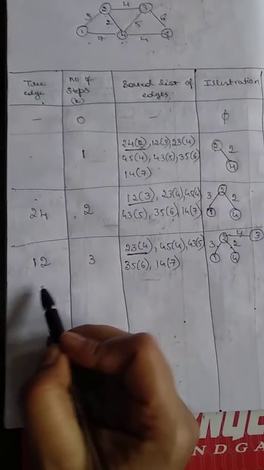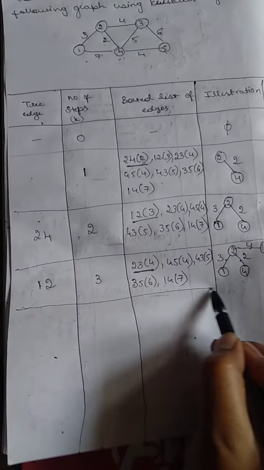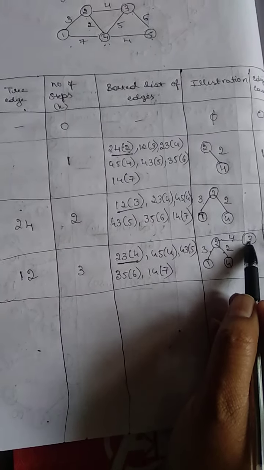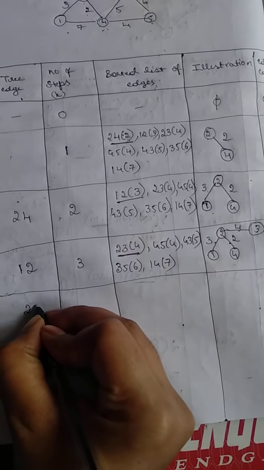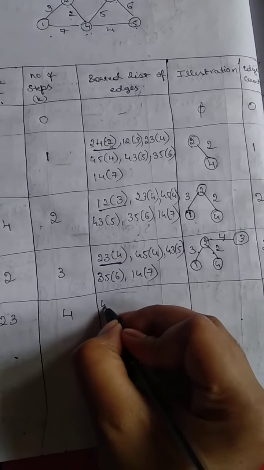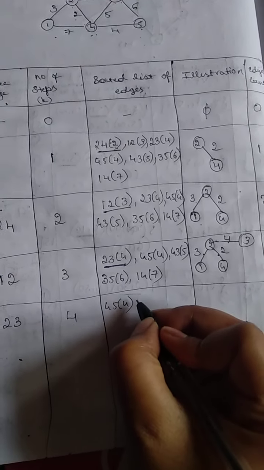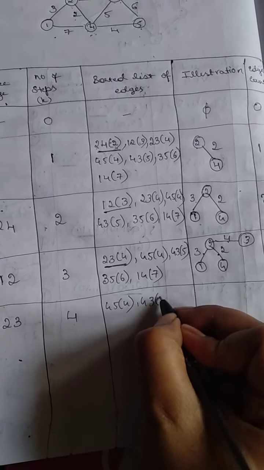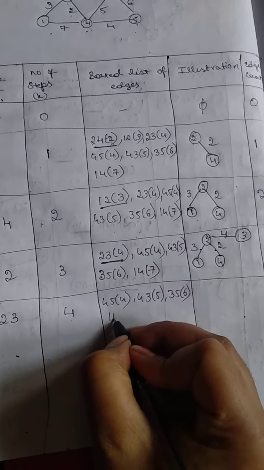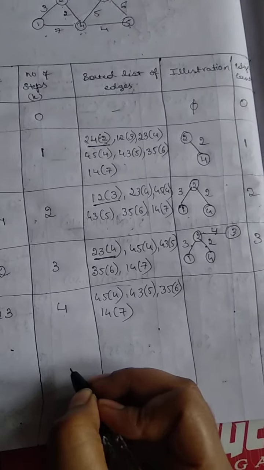Okay. Now which is the new edge you have taken? Tree edge 2 to 3. So here I'll write 2 to 3. It is step 4. 4 to 5, it is 4. 4 to 3, it is 5. 3 to 5, it is 6. And 1 to 4, it is 7.